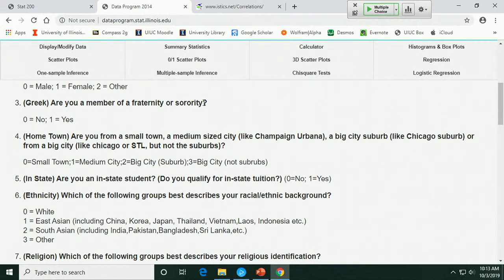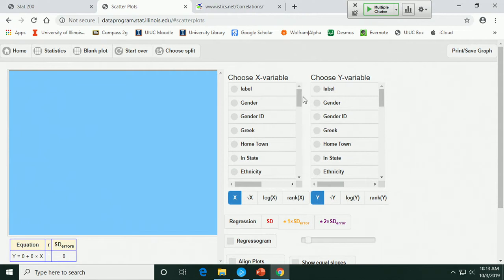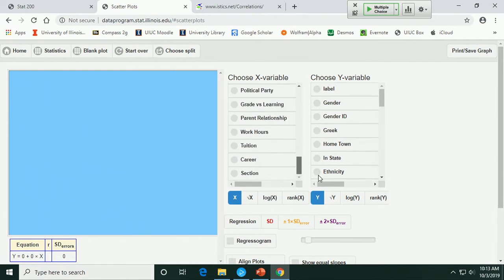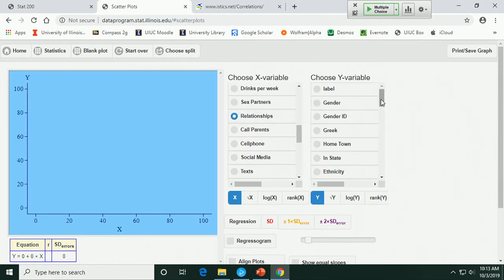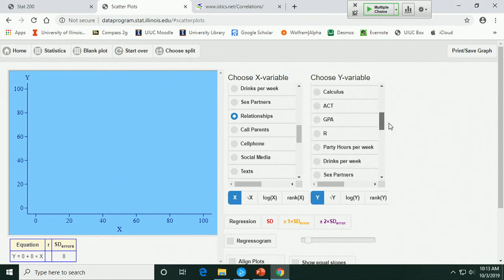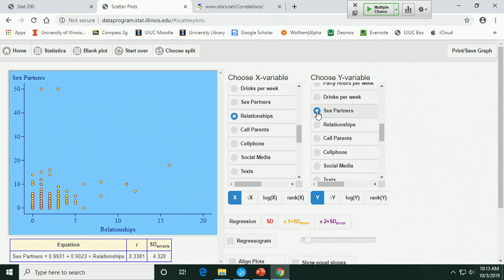So we'll go to the scatter plot here, and we'll choose as X relationships. Just relationships, and then we'll choose sex partners, how many as Y, and let's look at what we have. And let's look at the regression line. Okay, so there's our regression line, and we have a correlation of 0.33.